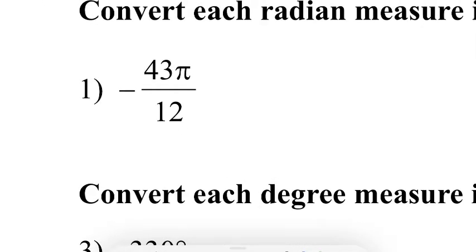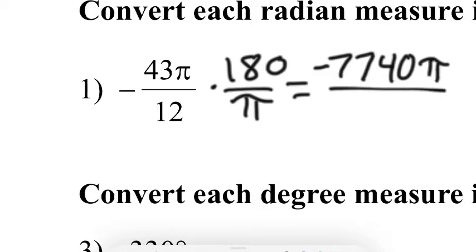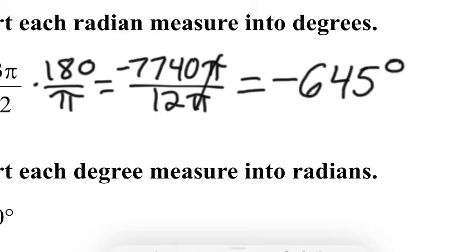So for number 1, we start with our radians, so we're multiplying it by 180 over pi. Multiplying straight across, you get negative 7,740 pi over 12 pi. Your pi's cancel out, so you're going to simplify. You can put it in your calculator and you get negative 645 degrees.